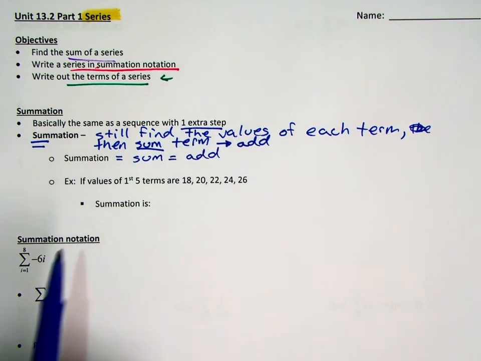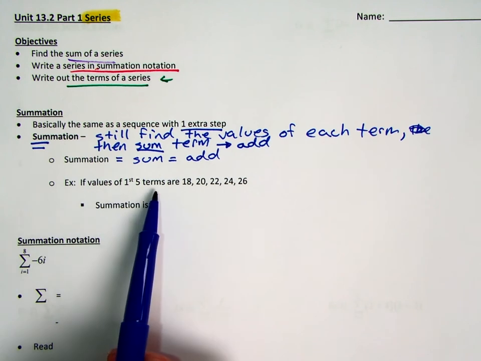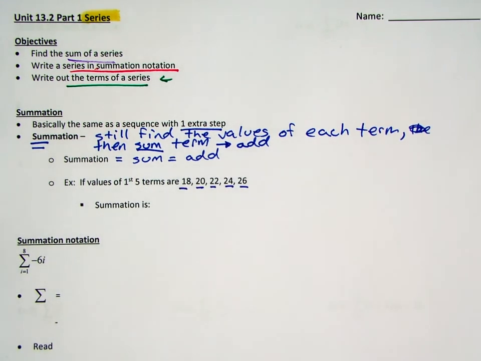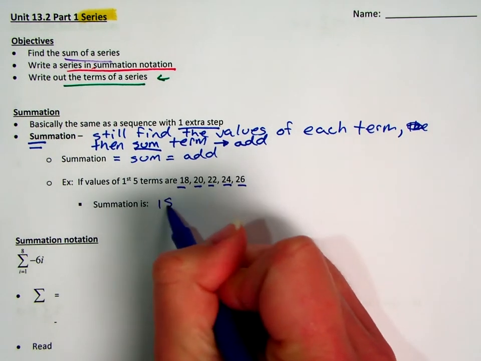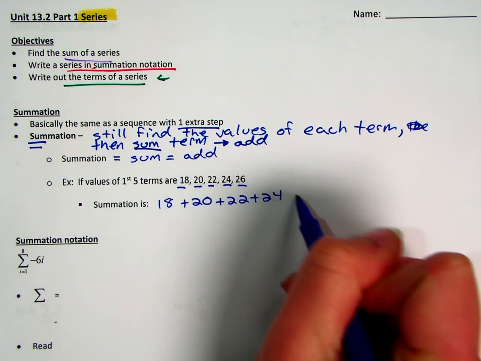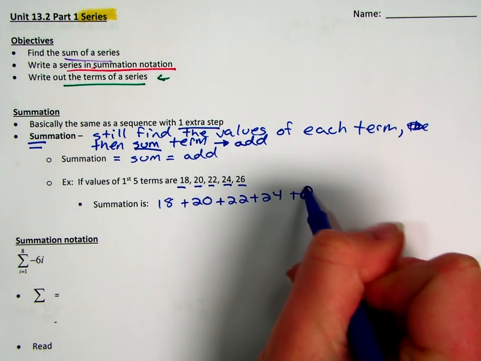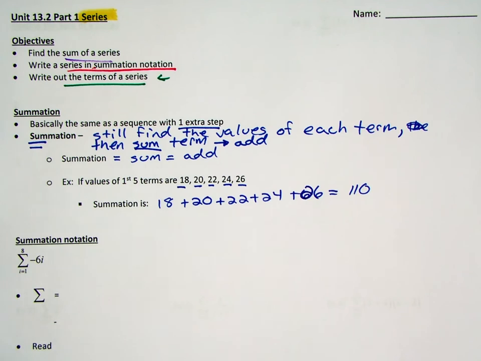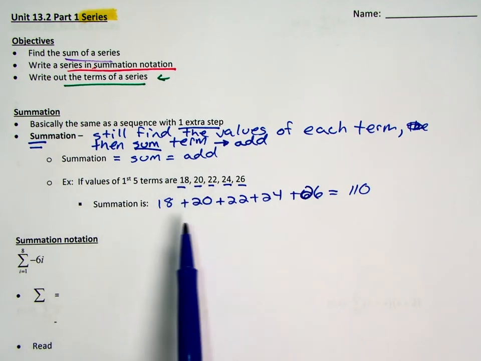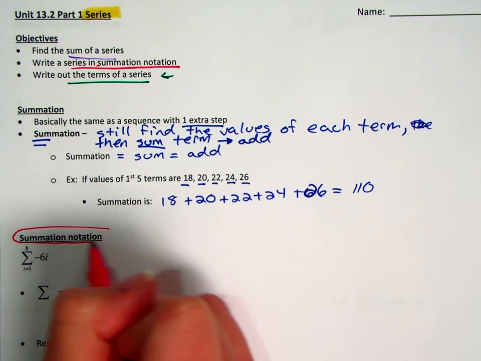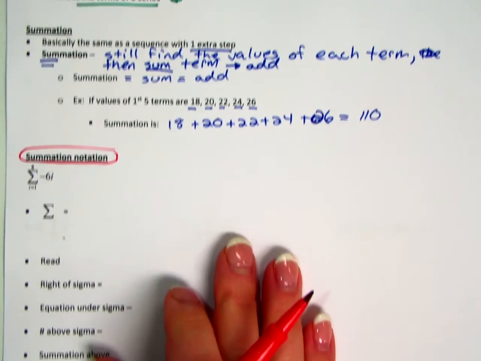So, for example, if we're given these as our first five terms, 18, 20, 22, 24, and 26, to do the summation, we would simply do 18 plus 20 plus 22 plus 24 plus 26, which would give us 110. So we're going to do basically what we did yesterday, but with one extra step, which means we're going to add them together. The other big deal is summation notation. So we're doing the same thing, but the notation is going to be slightly different.